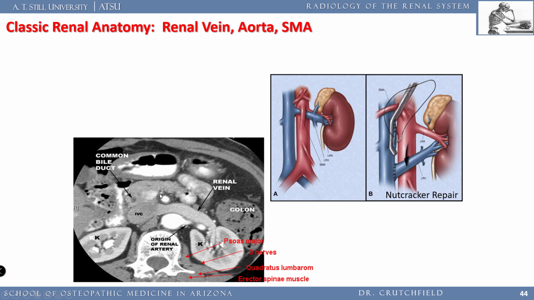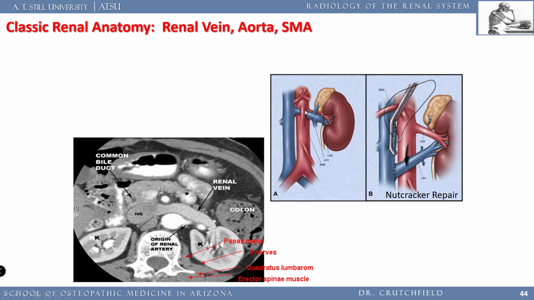Here's the superior mesenteric artery. Now, over here, this is a normal anatomy right here. But sometimes, so here's the celiac trunk. Here's the superior mesenteric artery, inferior mesenteric artery. So the celiac trunk gives blood supply to the stomach, to the spleen, and to the liver. This gives blood supply to the small bowel, and this gives blood supply to the descending colon.